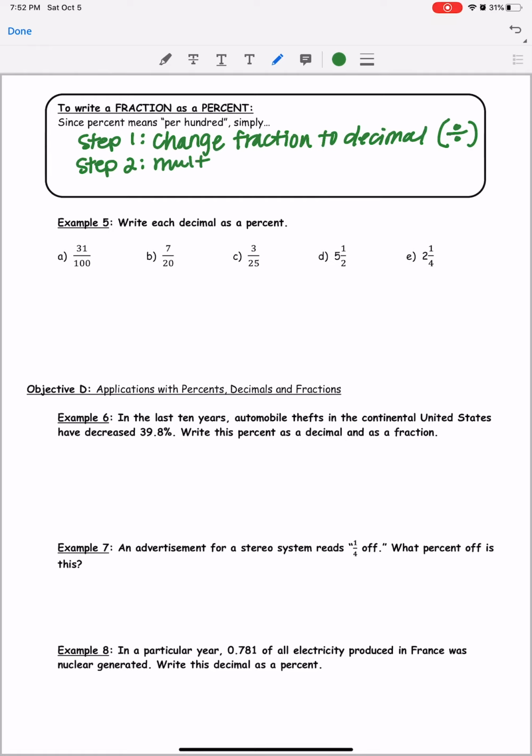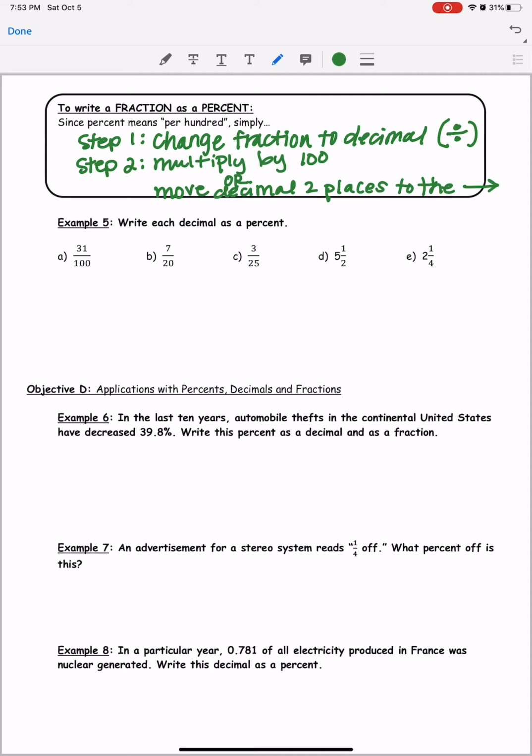So multiply by 100 or move decimal 2 places to the right. Okay.